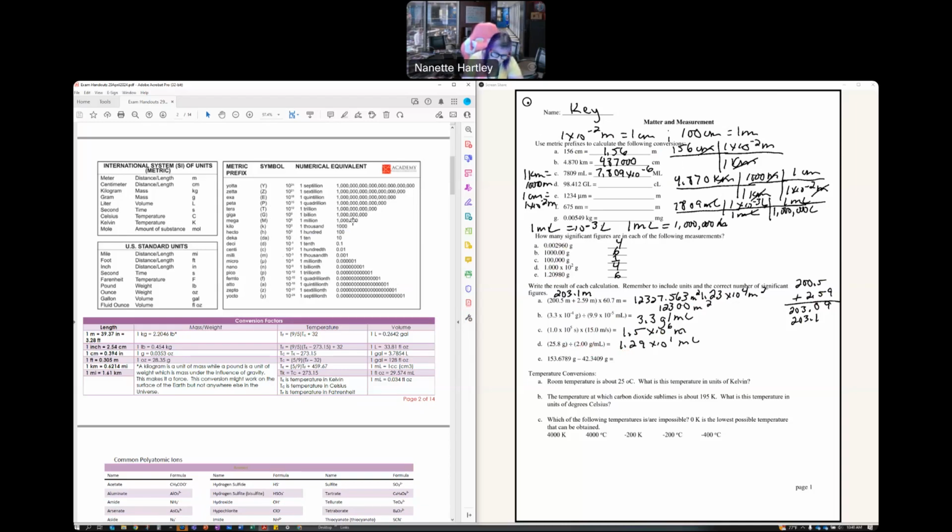Okay. This could also be listed as 1290. No, that's entirely up to you. Just make sure it's only 3 sig figs.